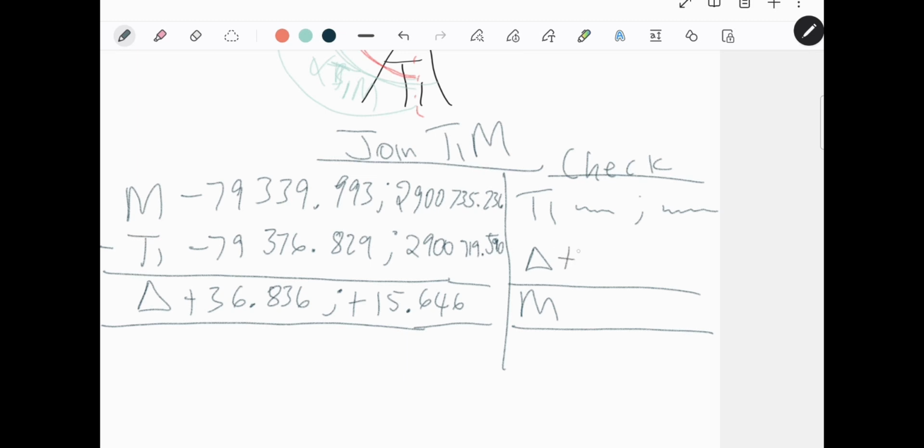The answer that you just found is 36.836 and 15.646. Remember, you'll be having your coordinates there, T1. Then you just do the opposite of what you did. Here we did a minus, here it's going to be a plus. So you have your coordinates of T1 plus the change. It's supposed to give you those initial coordinates of M, the -79339.993 at the top and 2900719. So that's your check. Like I said, I won't do the check.